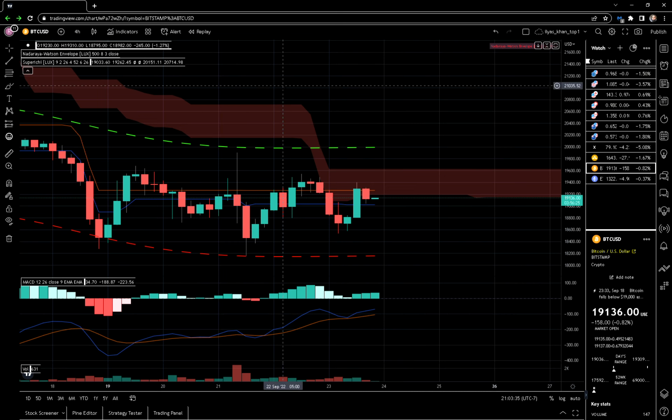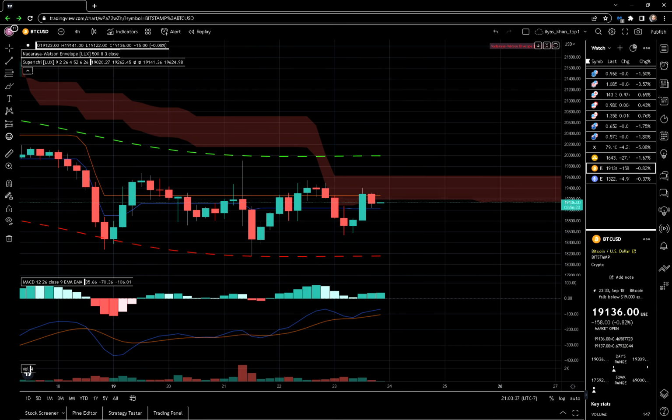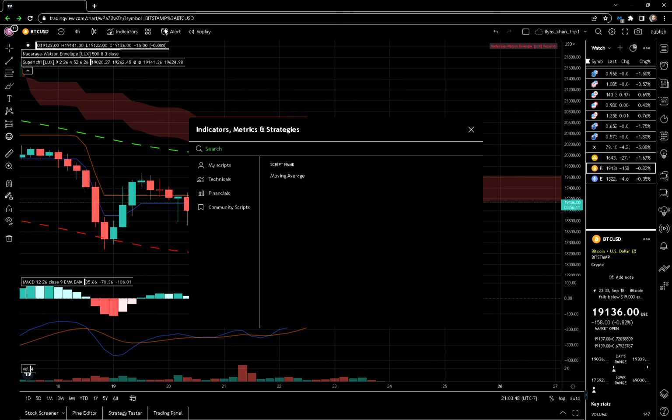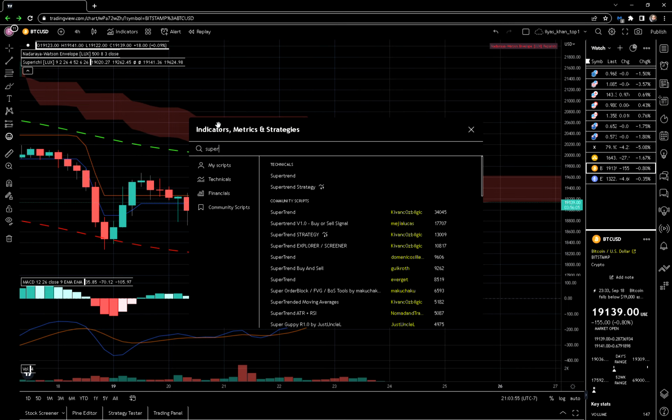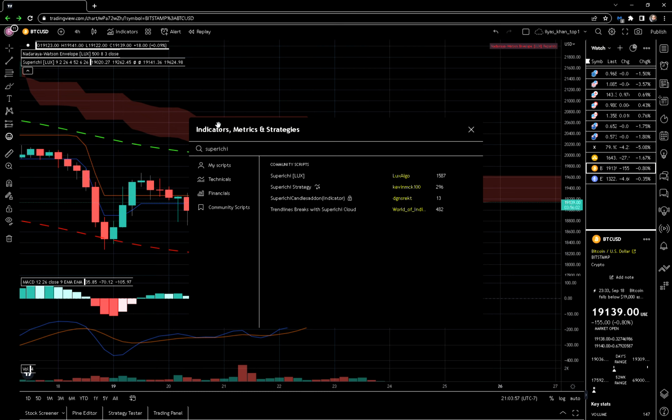So for targets, it's not really supposed to be used this way, but I found out that it can be used in a way that can be good for targets. All you have to do is go to TradingView.com and then go to indicators, and just type in SuperIchi. It's like an Ichimoku cloud, but the lines are a bit closer to the price.